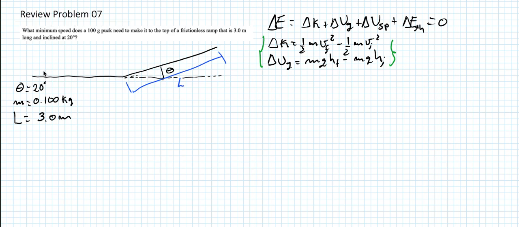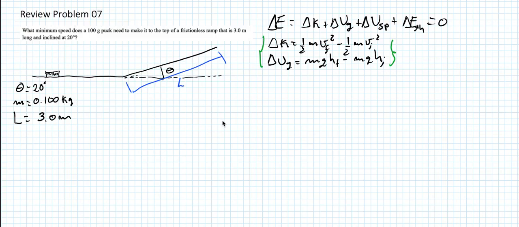So there is a puck here, okay? And what is the minimum speed? So he's talking about velocity, right? Speed, v, that it needs to make it to the top of a frictionless ramp that is 3.0 meters long and inclined at 20 degrees. So what minimum speed does a 100 gram puck need to make it to the top of the frictionless ramp that is 3.0 meters long and inclined at 20 degrees?